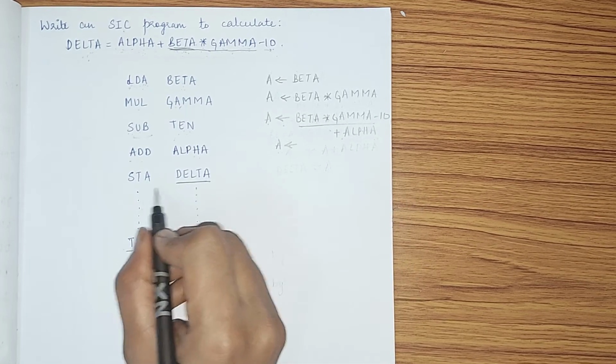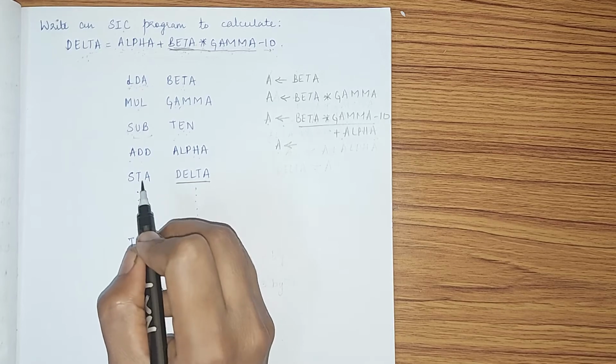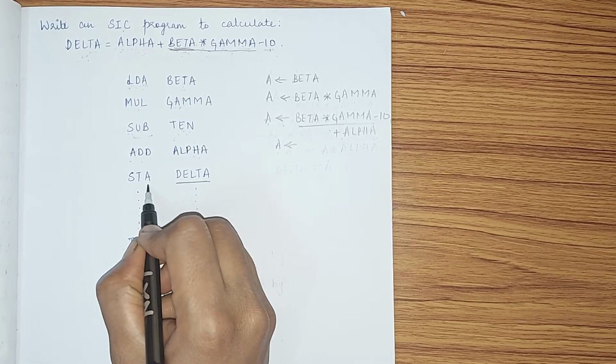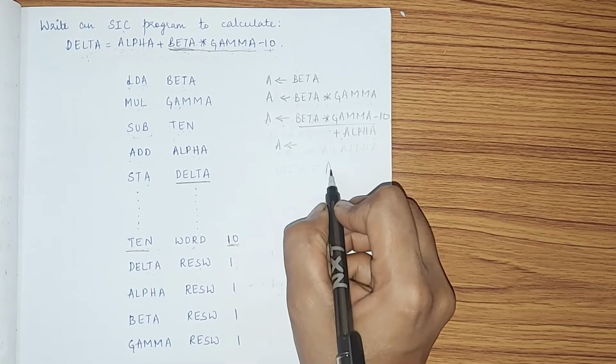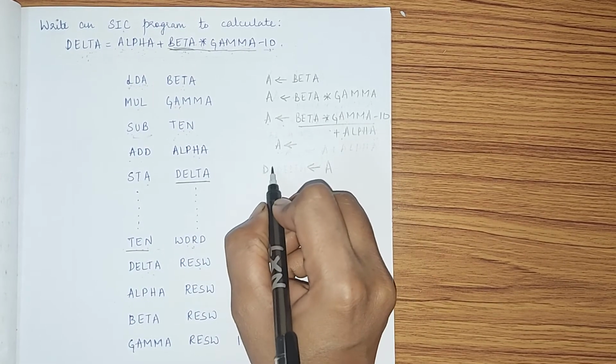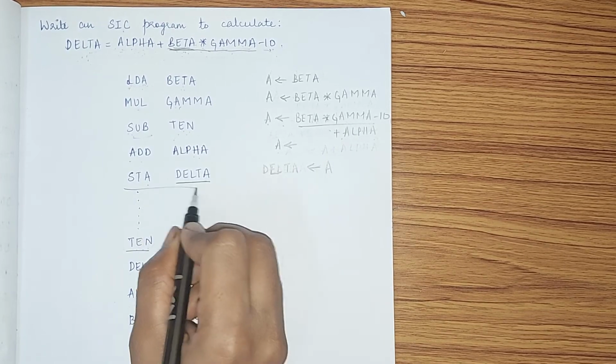And now the next statement is to store the value that is there in the accumulator into this variable delta. So whatever was there in the accumulator will be stored in the variable delta. That is the meaning of this statement.